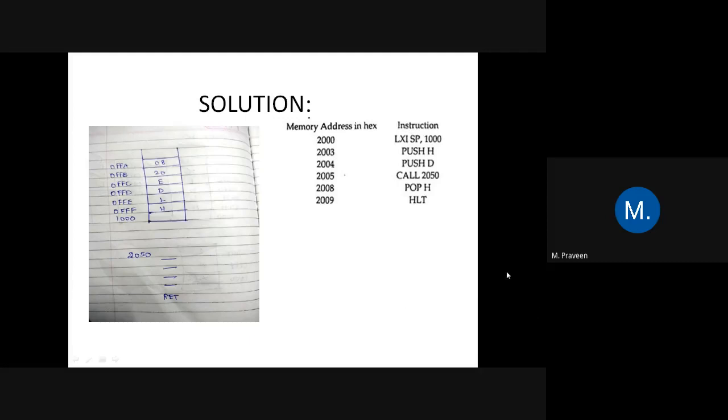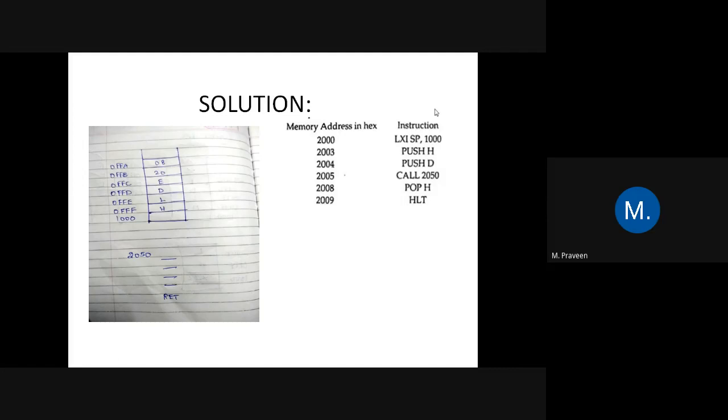Then the next instruction is very important. The third instruction is call 2050. At address 2005, they have given the instruction call 2050. Now you should know what is meant by program counter. Everyone knows what the stack pointer is: a stack which is used to temporarily store the data. For the call instruction, you should know what the program counter is. The program counter is a 16-bit register which is used to store the address of the next instruction to be executed.